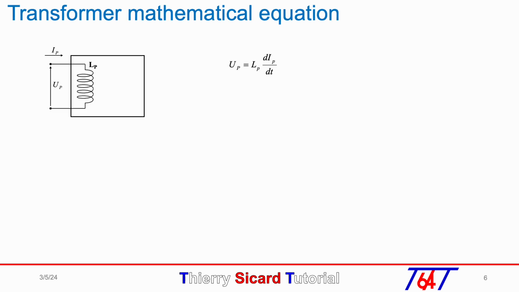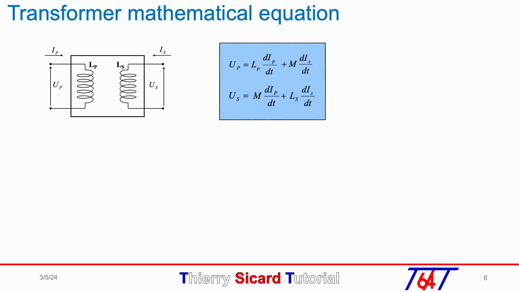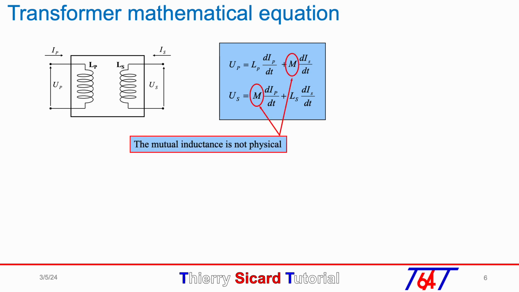For a single LP inductance, we can write UP equals LP times dIP over dt. For a single LS inductance, we can write US equals LS dIS over dt. But if both inductances LP and LS are coupled, we need to add the mutual inductance to do the link between UP and IS and US and IP. But mutual inductance is not too much physical.